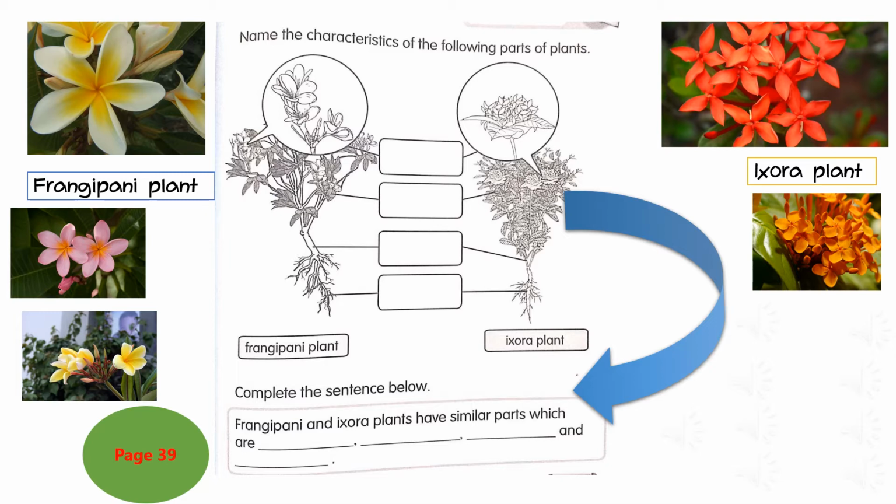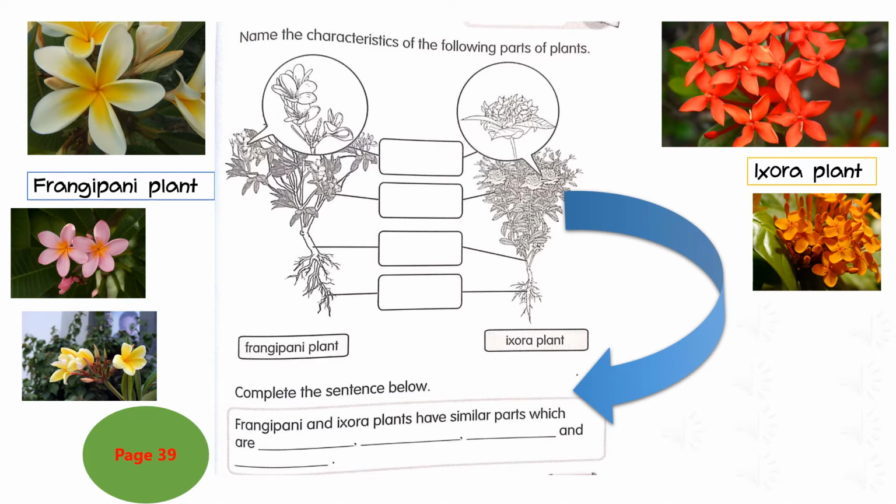Now we are going to do the exercise. Before we start to write, please read the instruction carefully. Name the characteristics of the following parts of plants. Maksudnya kita nak label, okay? Kita nak namakan karakter ataupun ciri-ciri bahagian pada tumbuh-tumbuhan. So this is actually very easy because we have done this several times before.